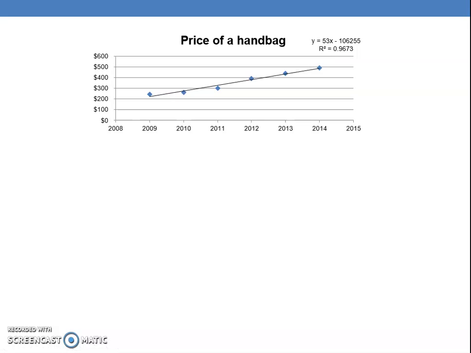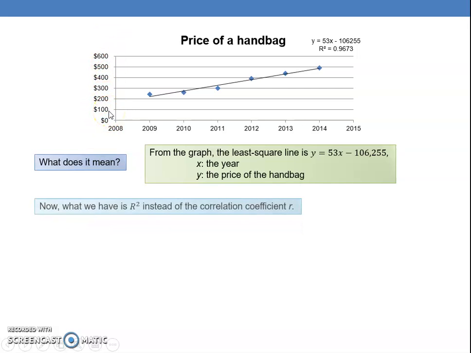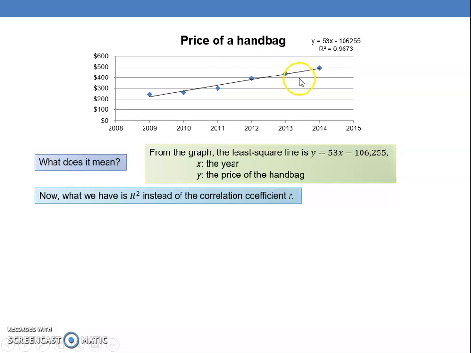So now let's explain what we're trying to do. What does it mean? From the graph, the least squares line is y equals 53x minus 106,255. X here, which is your x-axis, as you can see here, will be the years, and y will be the price of the handbag. We also have R-squared here.